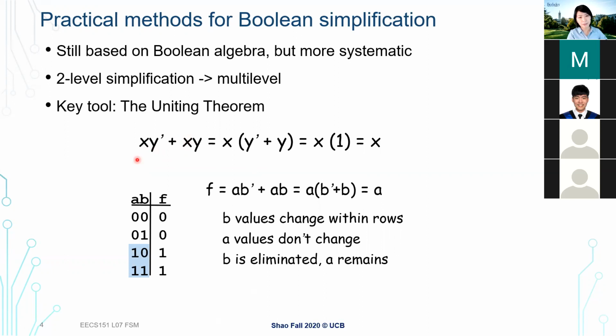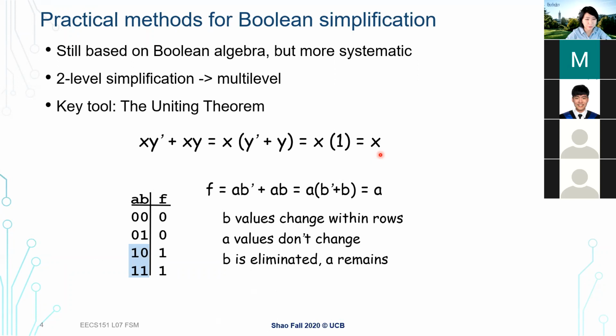So you will have x and y prime, ORed together with x, y. What we can do is take the x out, and then it becomes y prime or y. Based on the complement law, y prime or y is basically 1. In this way, you will see an expression like this can be simplified to x directly. We can also see this from the truth table.